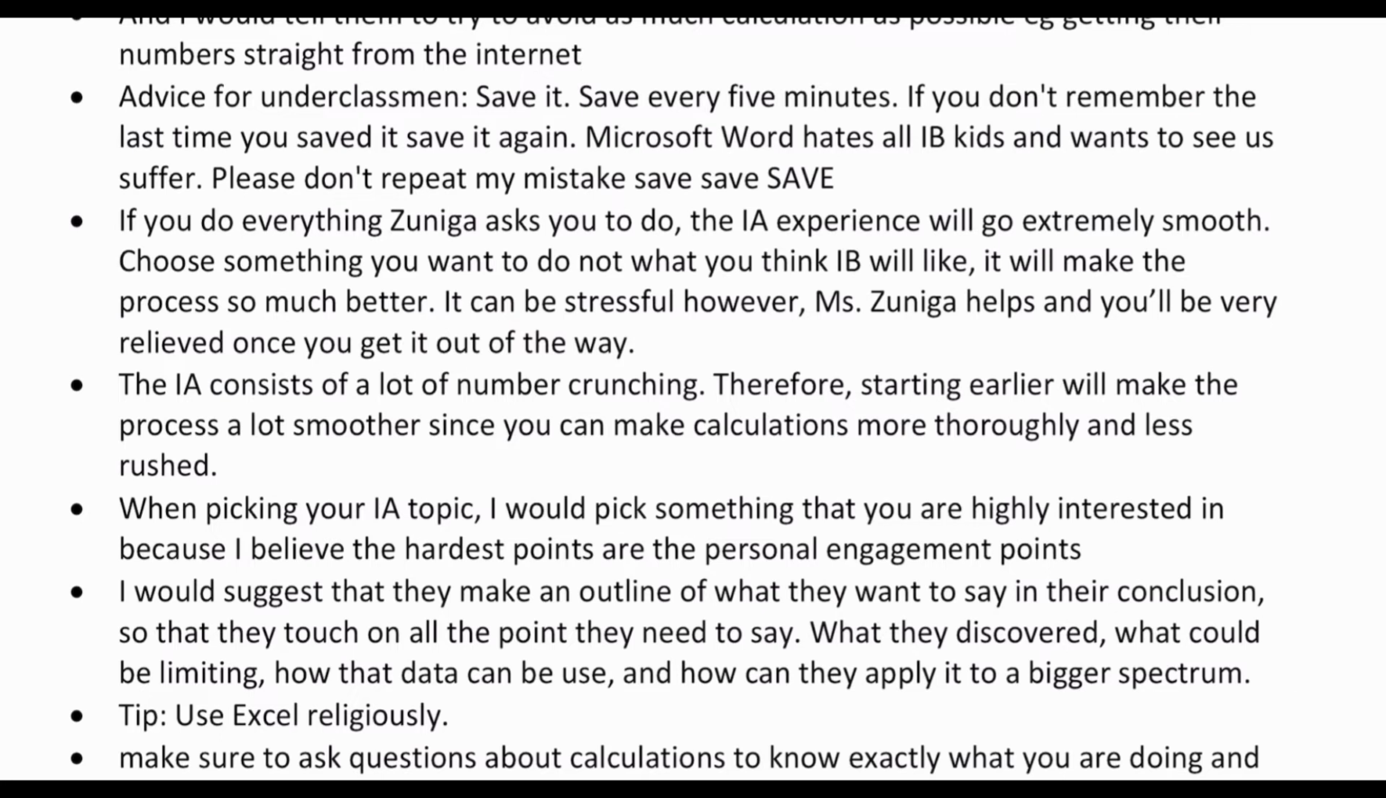If you do everything that your teacher asks you to do, the IA experience will go extremely smooth. Choose something you want to do, not what you think IB will like. It will make the process so much better. It can be stressful, however, your teacher helps and you'll be very relieved once you get it out of the way.